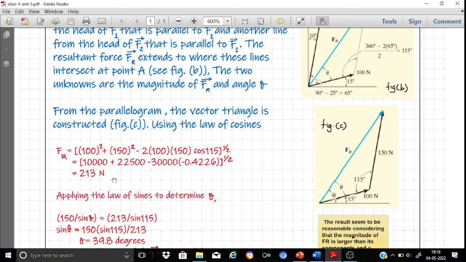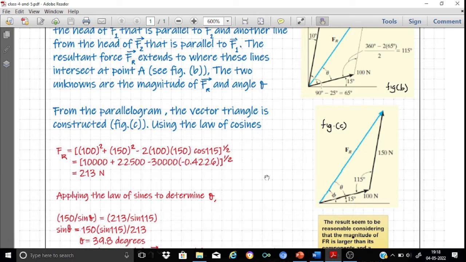So remember here that for this specific problem we find that the magnitude of the resultant is greater than its component forces, that is 100 Newton as well as 150 Newton. This may not be the case in every problem, okay, but this is a statement very specific to this problem. So we obtain the magnitude. Now what is remaining next is we need to obtain its direction.